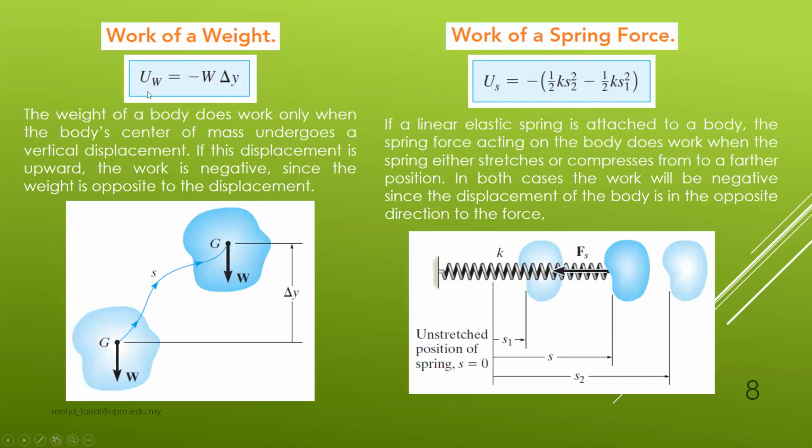Work of a weight. The weight of a body does work only when the body's center of mass undergoes a vertical displacement. If this displacement is upward, the work is negative, since the weight is opposing the displacement. If you want to consider this particular case, where the orientation is defined, then if the displacement is upward, the work is negative. This is according to this figure here.